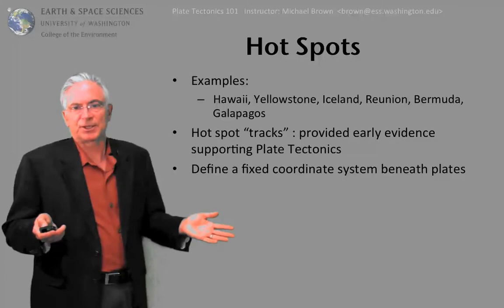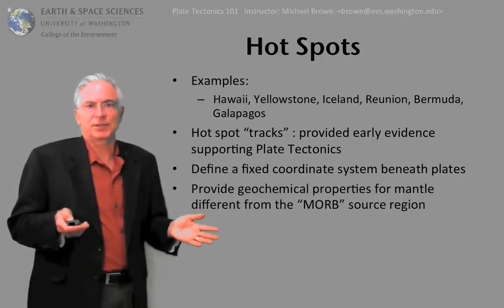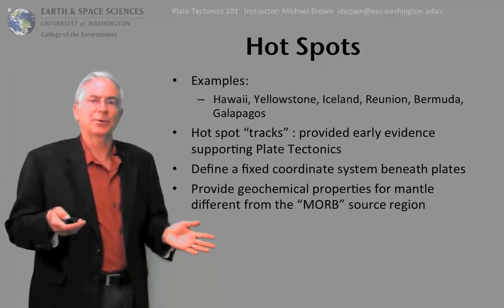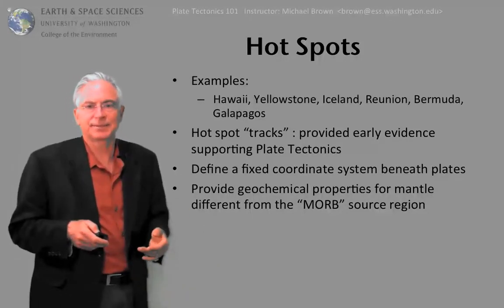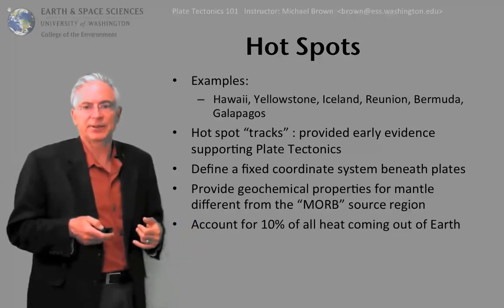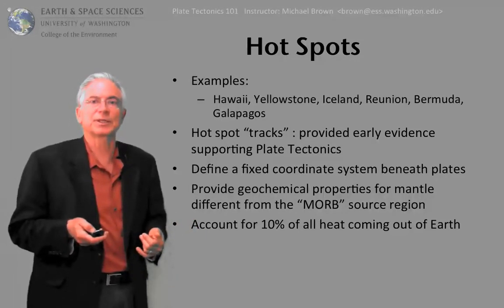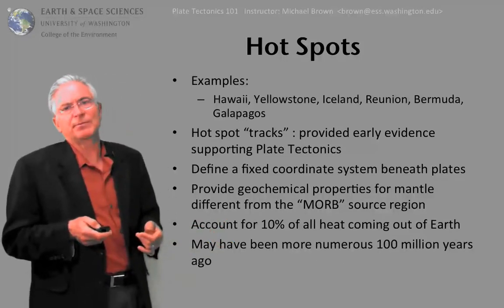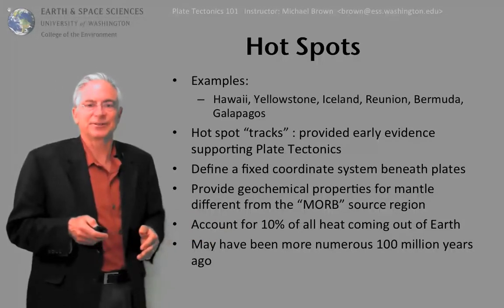We use the hotspots to help define the fixed coordinate system beneath the plates. Hotspots, with their unique geochemical signature, tell us more about how heterogeneous and how differentiated the Earth's mantle is. Hotspots themselves account for about 10% of all the heat coming out of the Earth. Most of the heat comes out through the mid-ocean ridge spreading centers, but 10% of it is associated with hotspots. Finally, there's an idea that hotspots may have been more numerous 100 million years or more ago, and this is an interesting area of speculation.